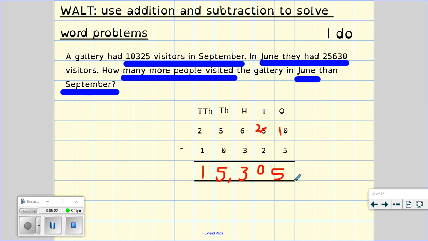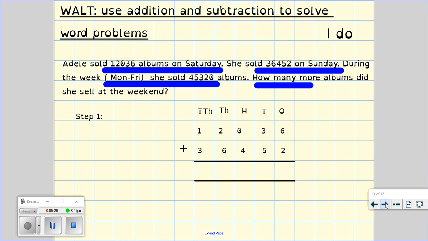Okay, and again, if you wanted to check your answer, you could do the inverse operation to just double check that you got that correct. Okay, now this one is going to be a multi-step question. There's more than one step to this. So I've read it through and I've underlined the key information. So Adele sold 12,036 albums on Saturday. She sold 36,452 on Sunday. During the week, so we're talking about Monday to Friday, she sold 45,320 albums. How many more albums did she sell at the weekend?